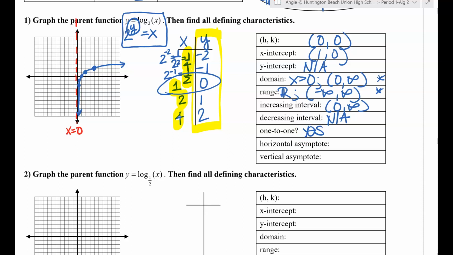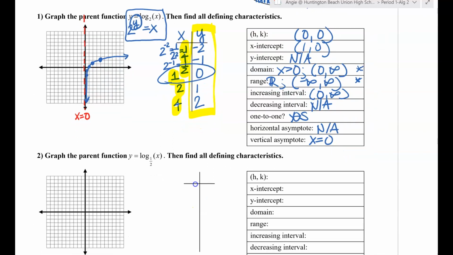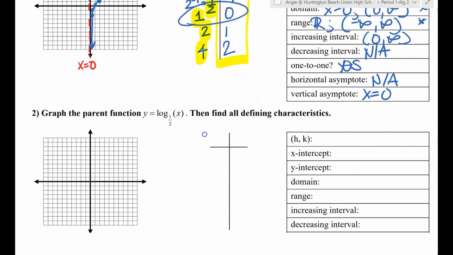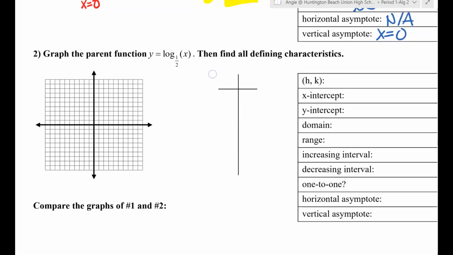We have one vertical asymptote at x equals 0. For log, we don't have a horizontal asymptote. A horizontal asymptote belongs in exponential. Now, remember we talked about the log function having infinitely many parent functions depending on the base. So here's another parent function with the base of a half.